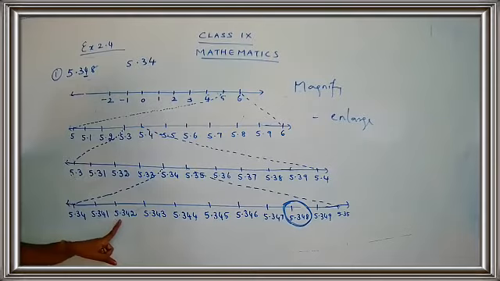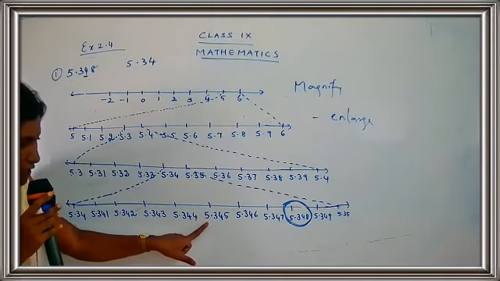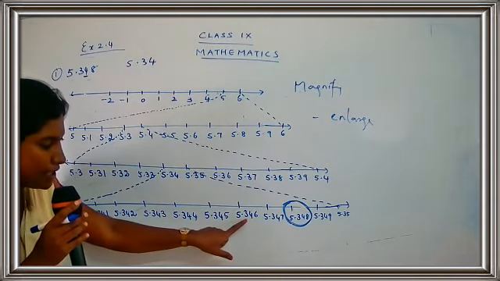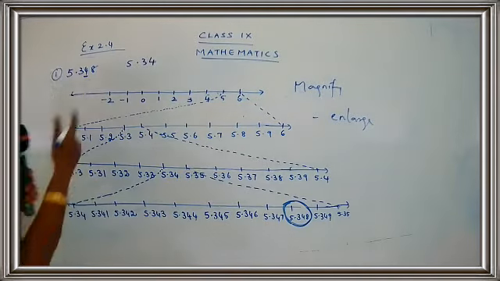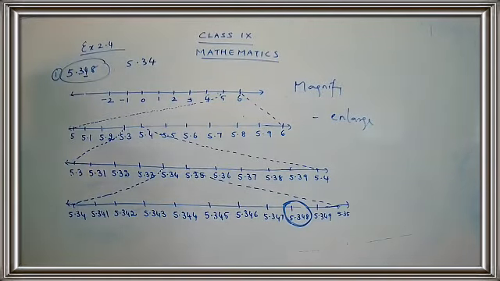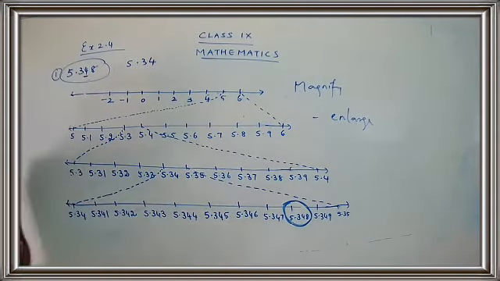5.341, 5.342, 5.343, 5.344, 5.345, 5.346, 5.347 and what is the answer we need? We need 5.348. See, this is our answer. So what are you going to do? You're just going to circle your answer. Okay, so we got the answer.